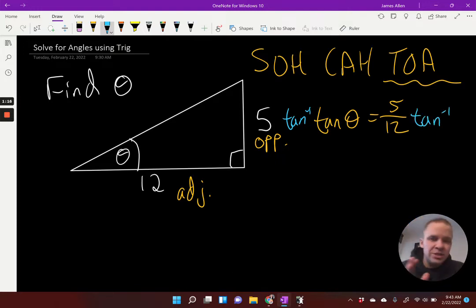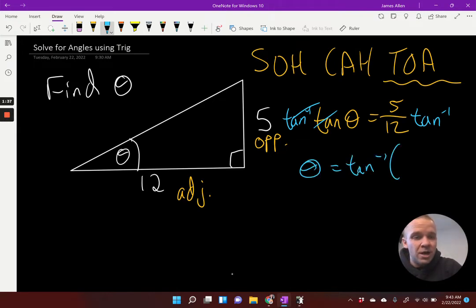If I do tangent inverse on both sides, what that does is it undoes the tangent function. If I have multiplication and I divide, those are inverse operations. They undo each other. Addition and subtraction, inverse operations. Squaring and square rooting, inverse operations. They undo one another. So tangent inverse and tangent undo each other, and I'm left with theta equals tangent inverse of 5 over 12. Again, that's really how it should be written there. I just didn't have room on the left-hand side.